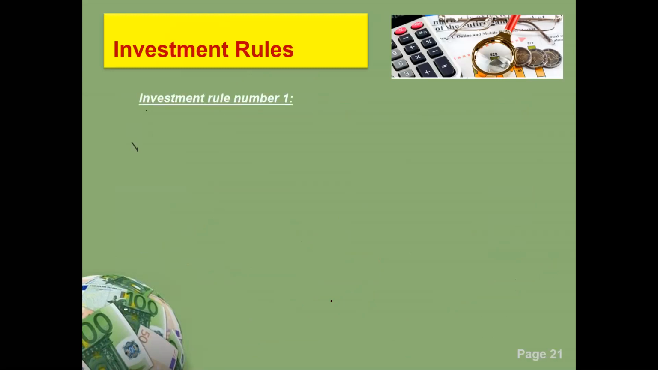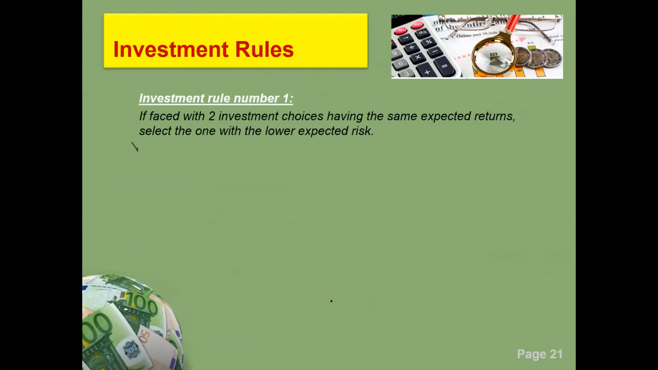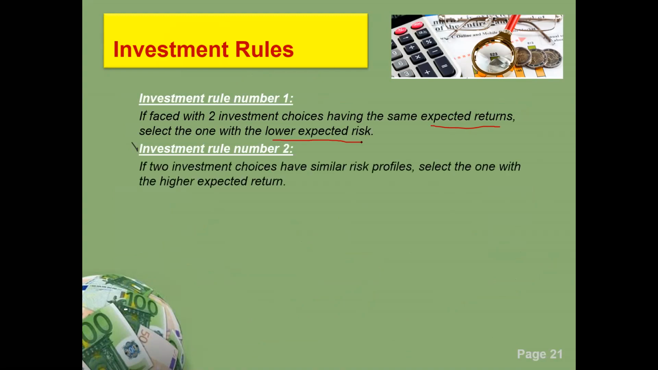Rule number 1. If faced with 2 investment choices having the same return, select the one with the lower expected risk. If the return is the same, select the one having low risk. Understand? If the return is the same for 2 investments, which one will you select? If they give me the same expected returns, I choose the lower risk. If having similar risk, select the one with the higher return. If the risk is the same, which will you select? The higher return.